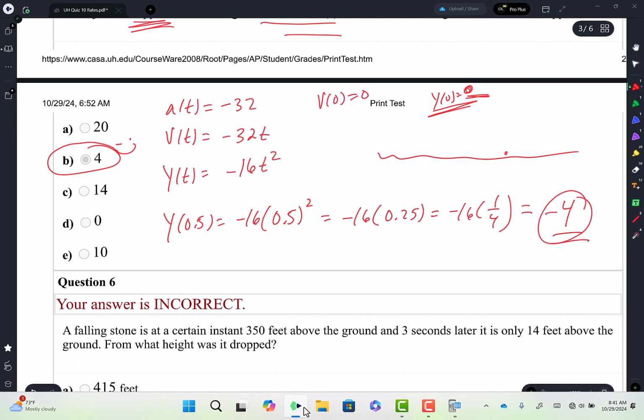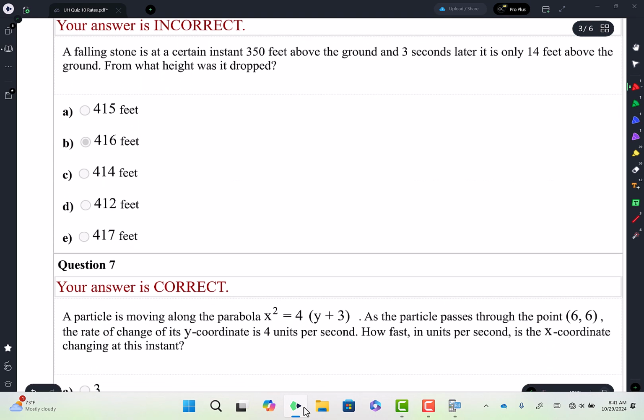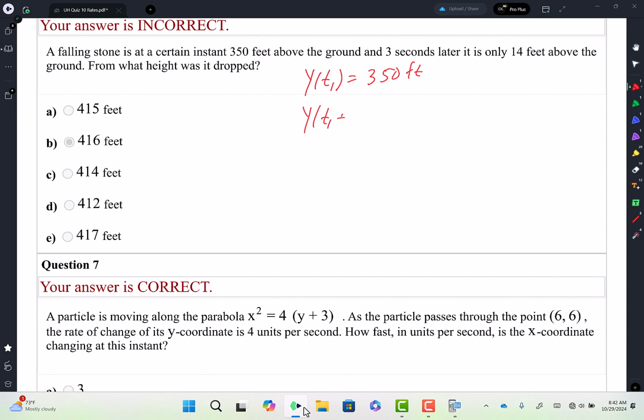Okay, here we go. Now we start getting into the fun ones. Well, actually, the numbers look pretty, so it doesn't look like it's going to take too long. If it would have been fractions, it would have maybe been like the one we did yesterday. A falling stone is at a certain instant 350 feet above the ground. Okay, so I'm going to write y of t1, because I don't know the time, 350 feet above the ground. And 3 seconds later, it is only 14 feet above the ground. So y of t1 plus 3, 14 feet. From what height was it dropped?